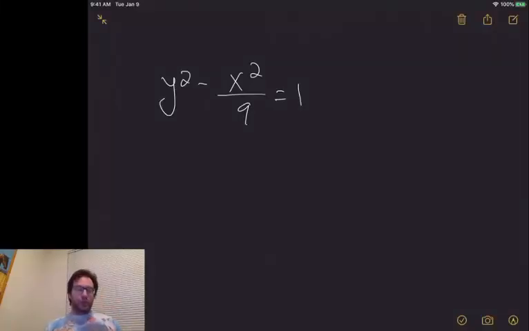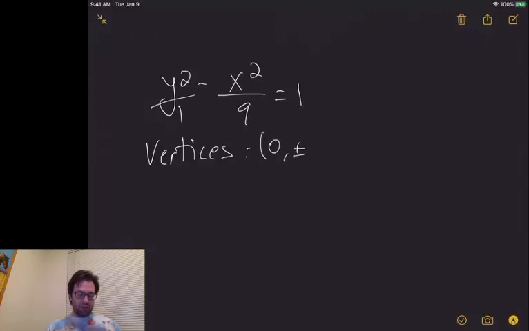For our next example, we're going to look at a hyperbola whose equation is y squared minus x squared divided by 9 equals 1. In this case, because the y squared is the positive term, that means this is going to open vertically. It opens up and down. So that means for my vertices, our vertices are going to be on the y-axis, and we're going to use the number in the denominator of the y term, which in this case, since there is no number, we can always put that y squared over 1. So my vertices are at the square root of 1, which means 0, positive or negative 1.